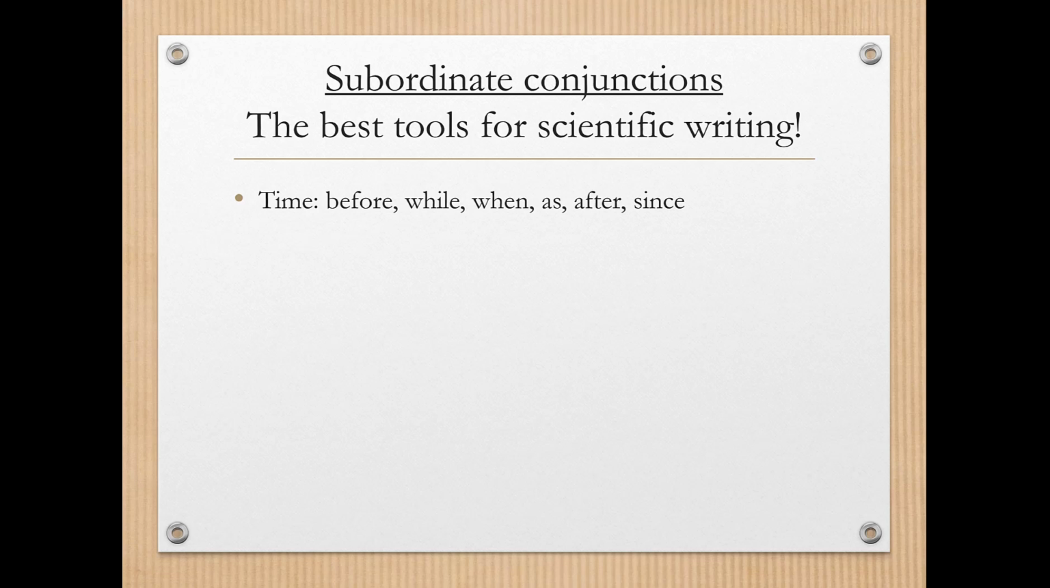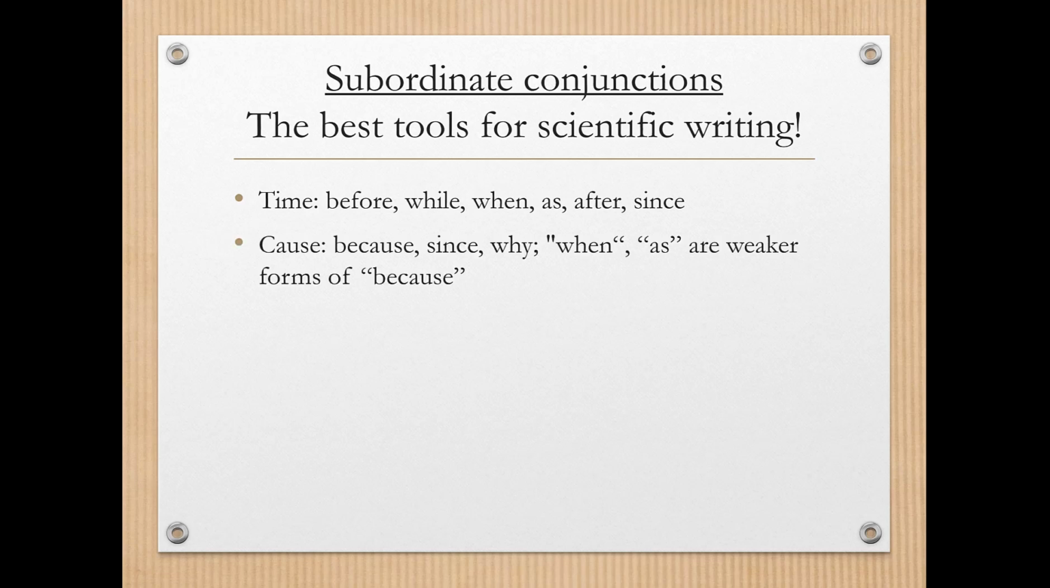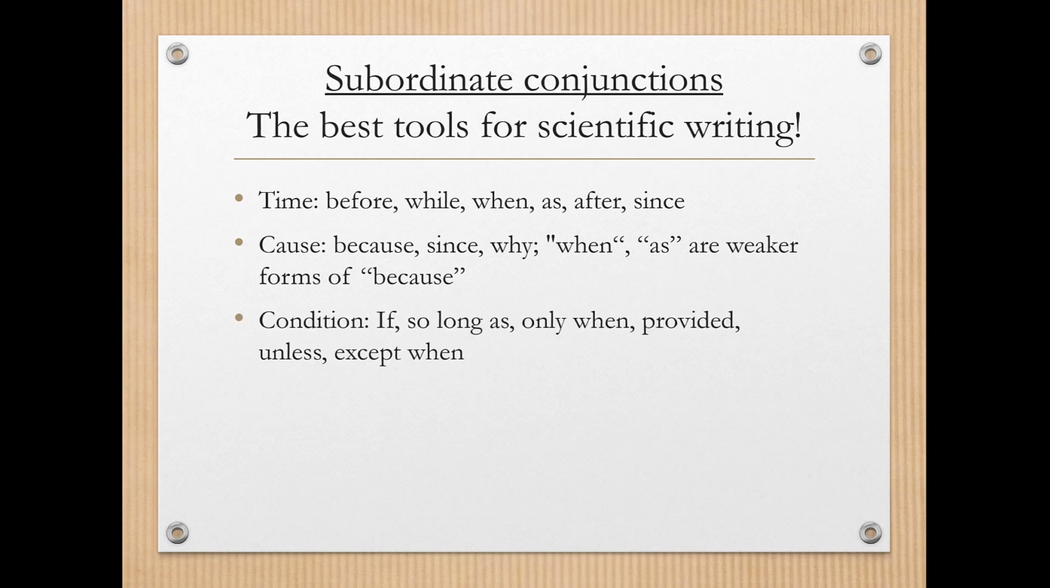These are all time-based conjunctions. There's cause, so why does something happen? This is really important in science. So we should often use because and since and why. When and as are sometimes weaker forms of because, so perhaps we should not use these so frequently.